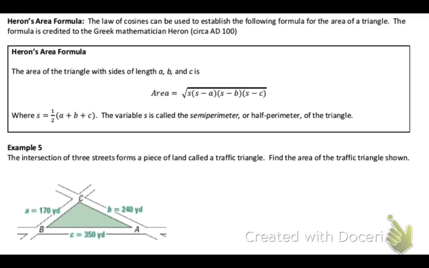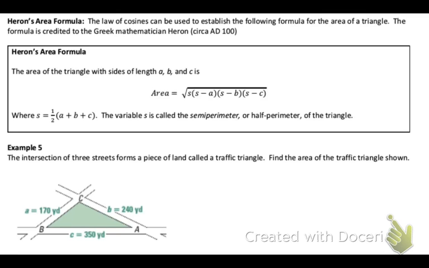So the area of the triangle with side lengths of A, B, and C is area equals. Now you may be wondering what S is. So look down below. S is what we call the semi-perimeter. So you add up the 3 side lengths and then take half of it. And so then you can see what you do with that semi-perimeter in that area formula.